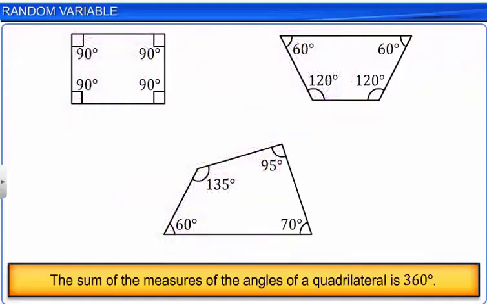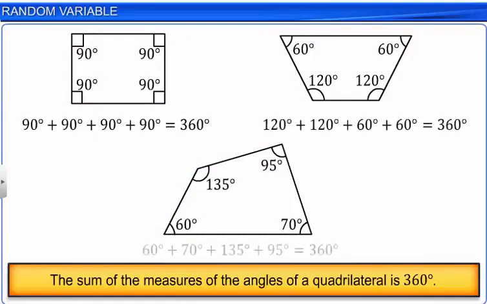On adding all four angles of each quadrilateral, we see that the sum is 360 degrees, and that this is true for all quadrilaterals. Thus, in such types of experiments, the result can be predicted, and it will be the same for any number of trials.